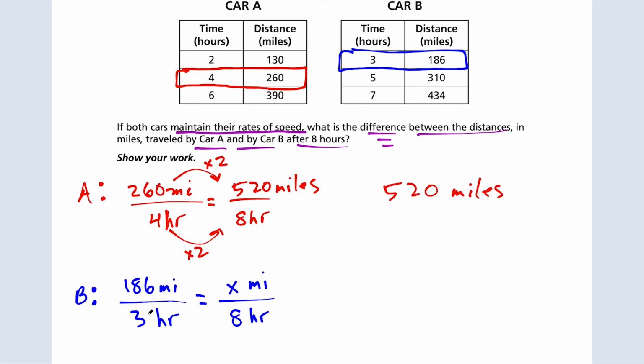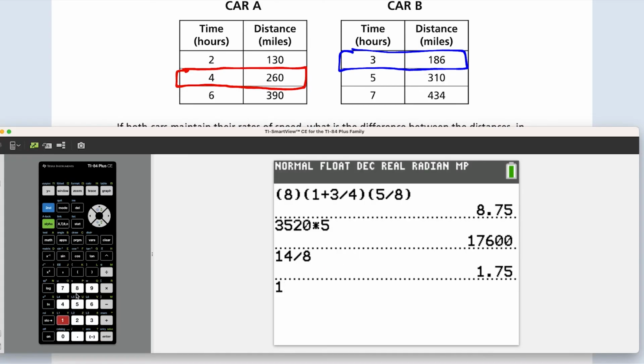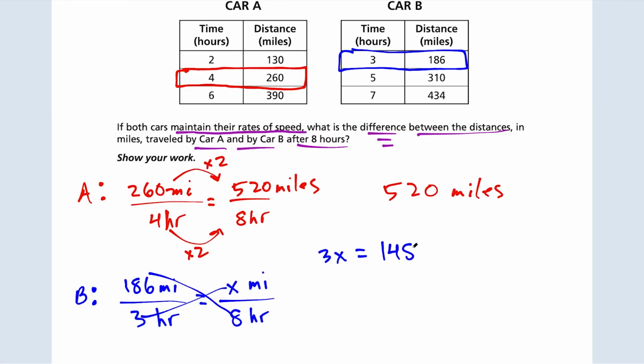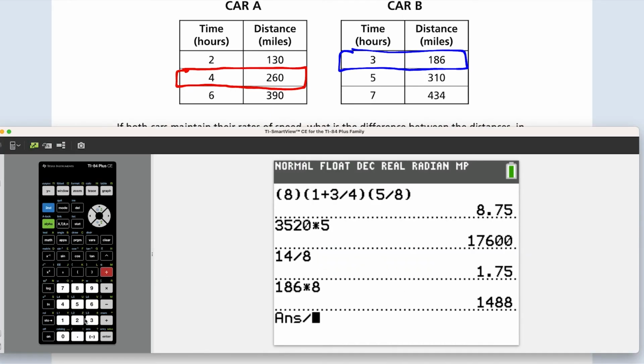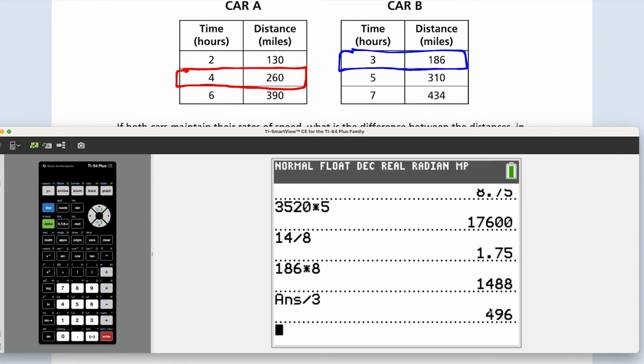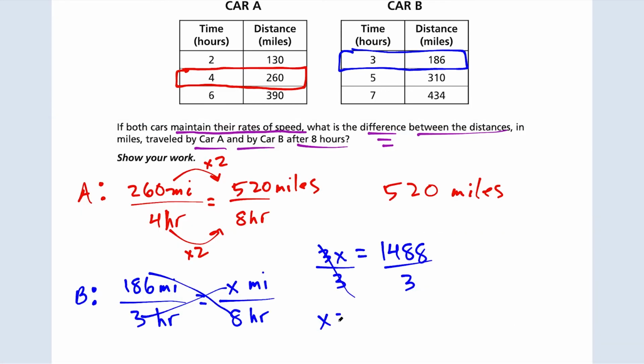So to solve this, we need to cross multiply. We're going to have 3 times x, which is 3x, and we're going to set this equal to 186 times 8. So we can just work that out in the calculator. 186 times 8, this works out to 1488. And now to solve for x, to get rid of the times 3 in front, we're going to divide both sides by 3. So now we just take our previous answer and divide it by 3, and this will give us 496. So we have x equals 496.